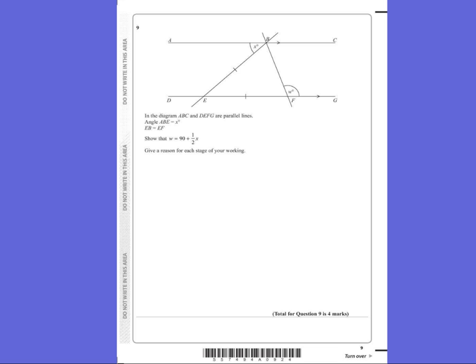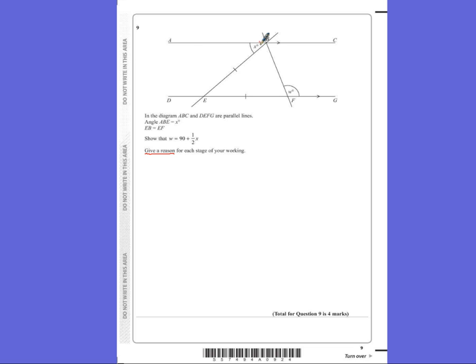Question 9. In the diagram, A, B, C and D, E, F, G are parallel lines. Angle AB is X, as it's labelled. Show that EB and EF are equal to each other. Again, that's been shown by these little lines here. Show that W equals 90 plus a half X, giving reasons. So the really important bit is we need to give a reason for each stage of our working out.